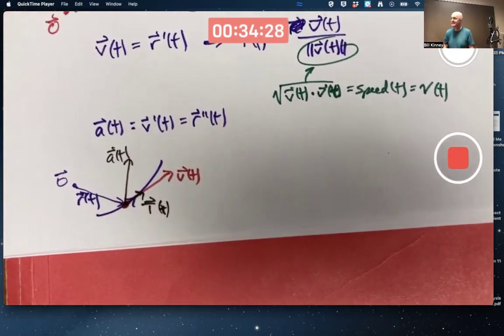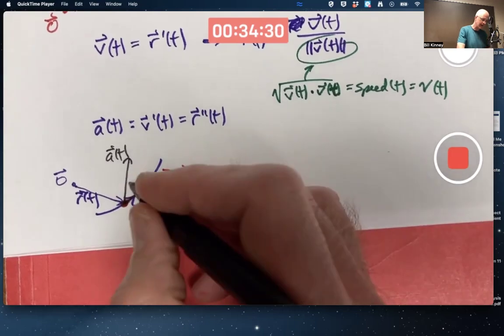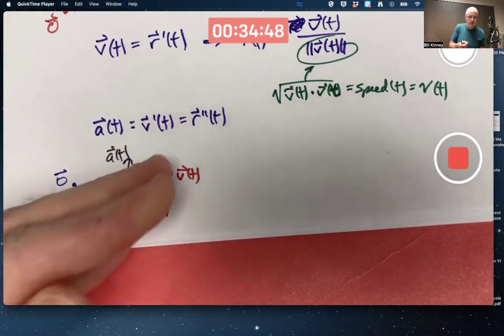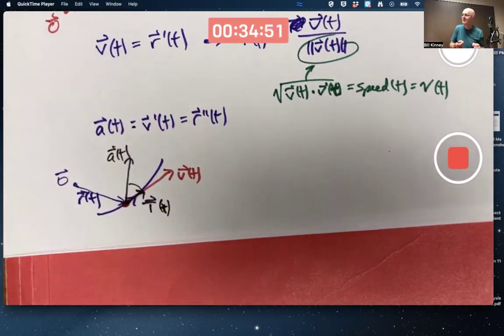If that's the case, if the angle between the acceleration vector and the velocity vector is acute, between 0 and 90 degrees, that's an indication that you're speeding up because the acceleration vector is kind of pulling on the velocity vector. That's a way to imagine it, at least, to make it longer. It's also making it turn because it's a curve here.